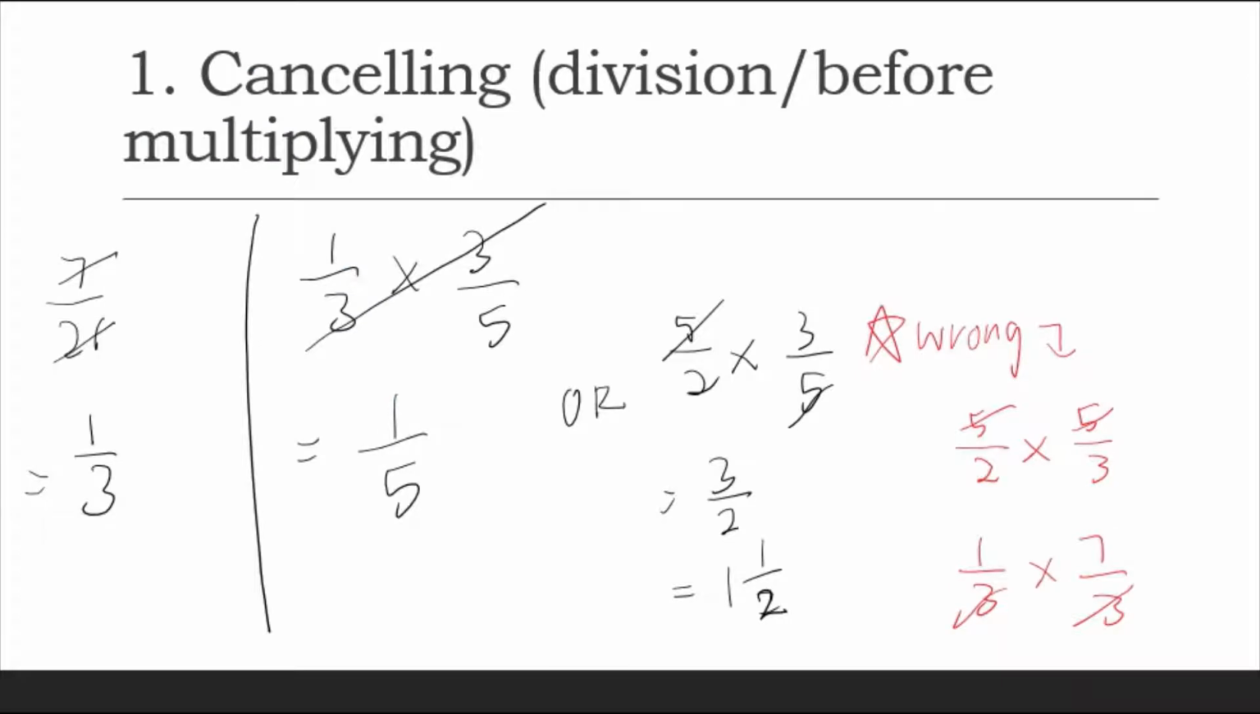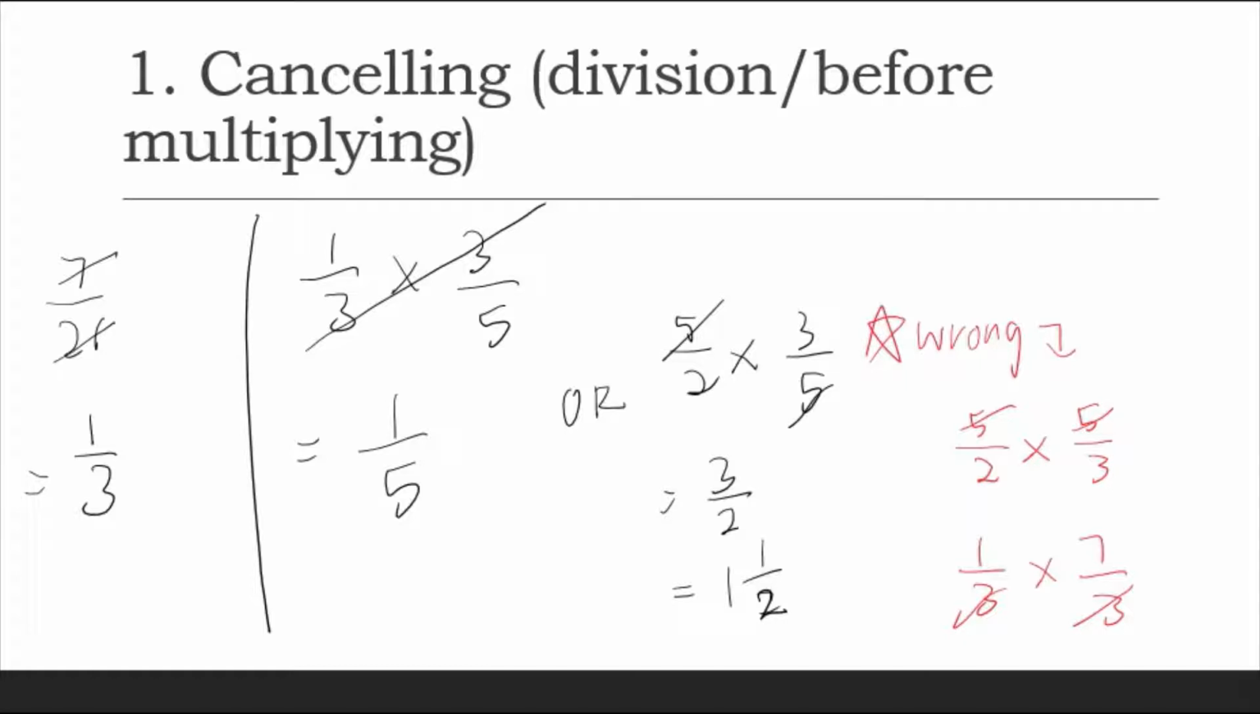There's 2 types of cancelling we have talked about in this chapter. Both cancelling allows you to obtain your answer in the simplest form. So first, you cancel a fraction to show that you divide both numerator and denominator by a common factor. Second, you cancel before multiplying. So there are 2 conditions for this.